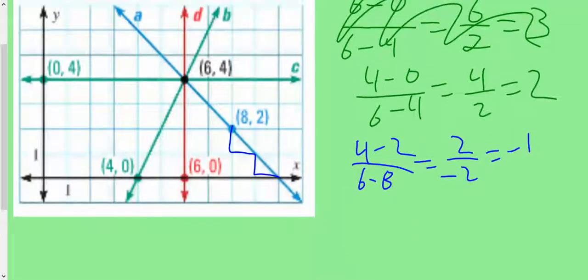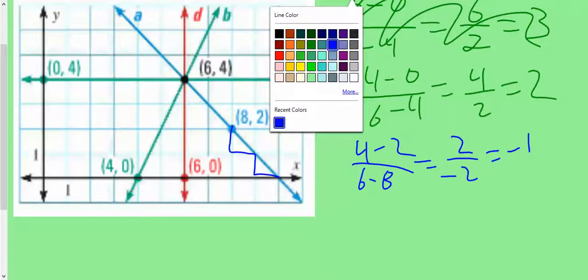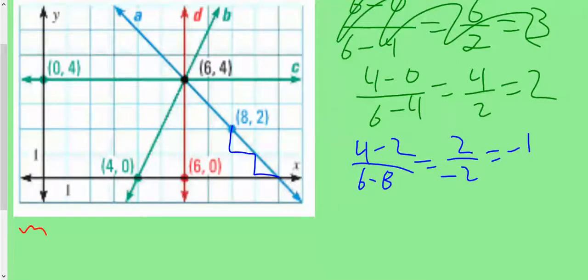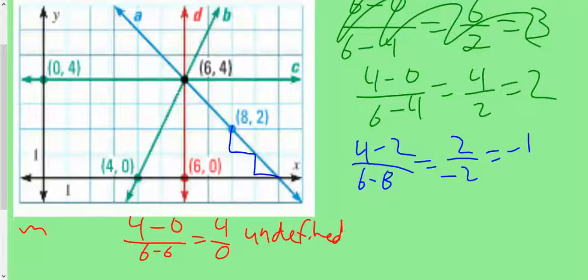Let's move on to the red line now. That one should be our undefined slope, and I'll explain why it's undefined. So we have 4 minus 0 over 6 minus 6, and that's 4 over 0, and that's why it's undefined, because we can't divide by 0.